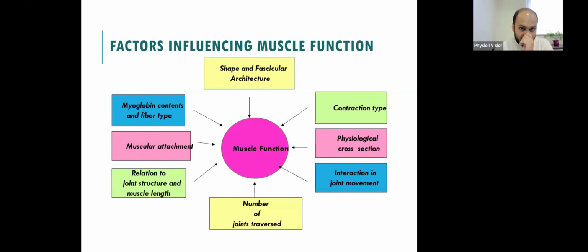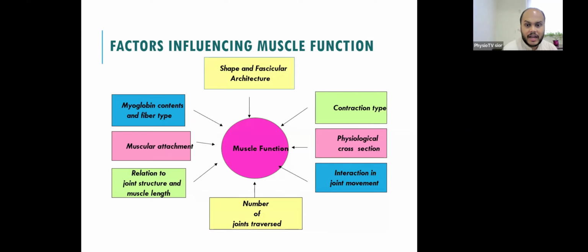So now when I talk about these muscle functions, there are multiple factors that influence muscle function. When I talk about the factors, it ranges from the length of the muscle, which we'll be talking about in detail as it comes in. The first one is going to be the shape of the muscle or the basic architecture of the muscle. Followed by that, there is the type of contraction that is coming in, which includes isometric, eccentric or isotonic contractions.